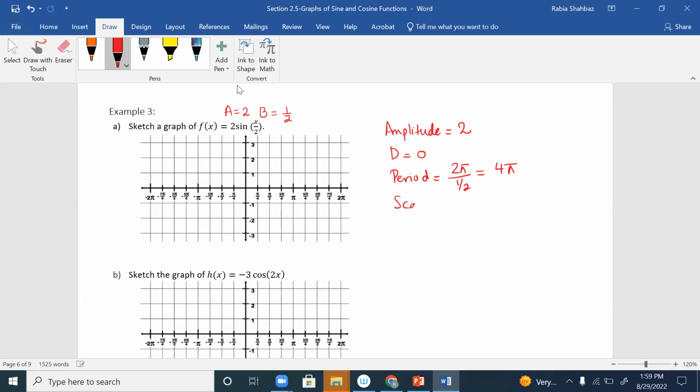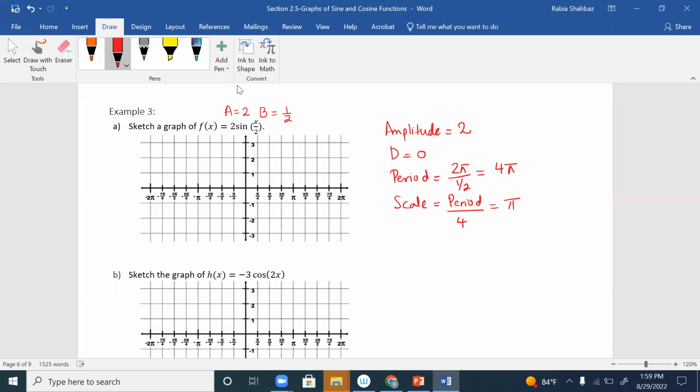Now, there's one thing I always do, which is to determine the scale of the graph, which will help me in plotting the 5 critical points. So the scale will always be determined by dividing the period by 4, which in this case will give me pi.